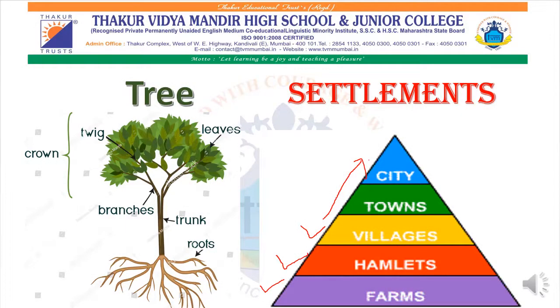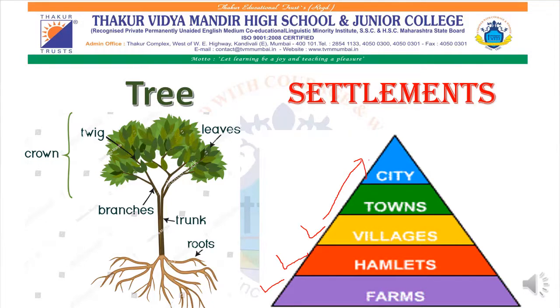Look at the diagram students. A huge tree. A tree has many components, right? Twigs, leaves, crown, branches, trunk together make one complete tree. In the same way, what are settlements? This is a hierarchy from down to up. We have to see the diagram. Observe from the base. Men begin to farm the land. His fields were near water and he settled near his farm and began to live there. In this way, hamlets and settlements were formed.